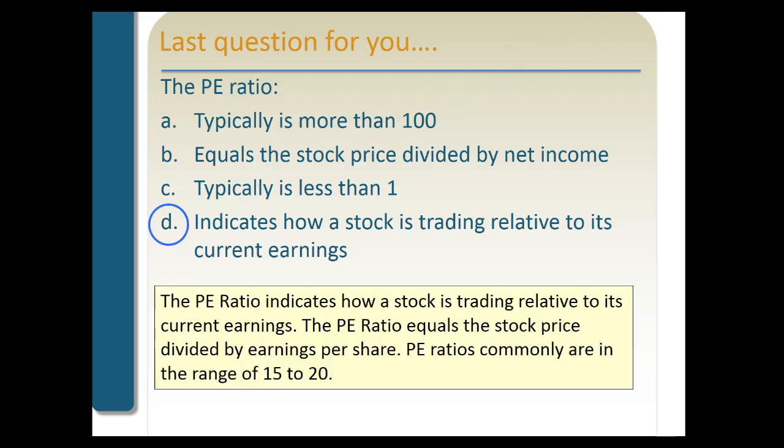The PE ratio indicates how a stock is trading relative to its earnings. The PE ratio equals the stock price divided by earnings per share. Generally, they're in the range of 15 to 20.